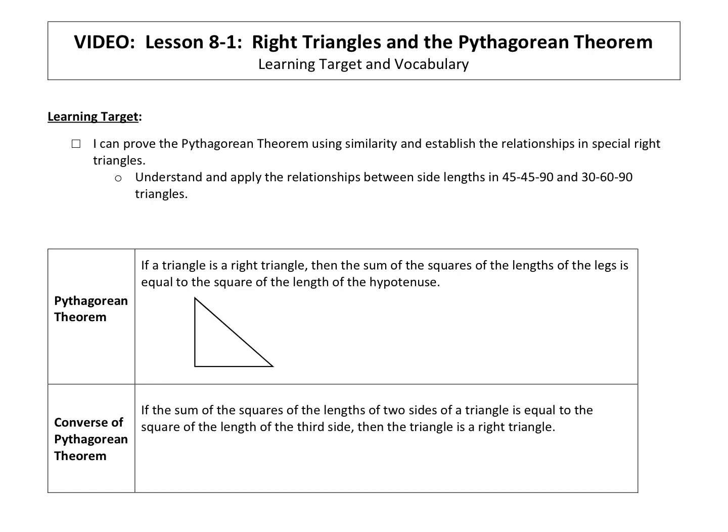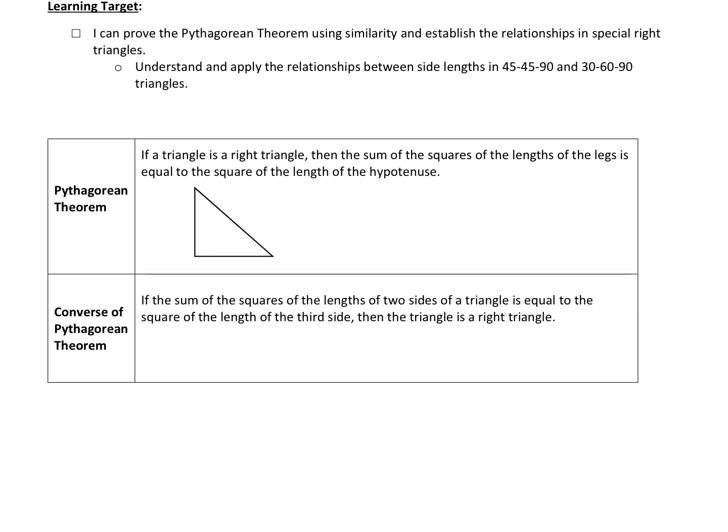All right, we have a little vocab to put in, and you guys know what the Pythagorean theorem is, but here's what it is more formally. If a triangle is a right triangle, then the sum of the squares of the lengths of the legs is equal to the square of the length of the hypotenuse.